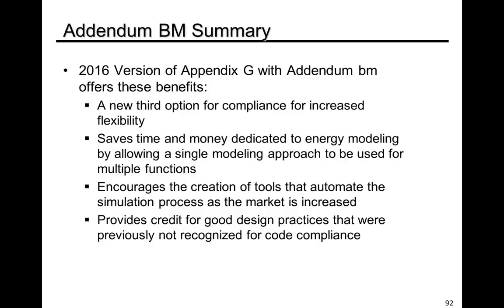Okay, just a summary of the changes in Addendum DM for 2016. Appendix G is now a third option for compliance with increased flexibility. It's intended to save time and money dedicated to energy modeling because a single model can be used for multiple purposes. Hopefully it will encourage the creation of automated tools that simulate the baseline building as there is a greater market need for those. And it provides credit for good design practices that were previously not recognized for code compliance.